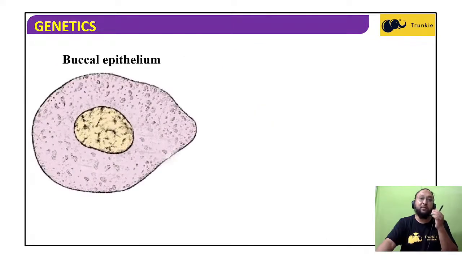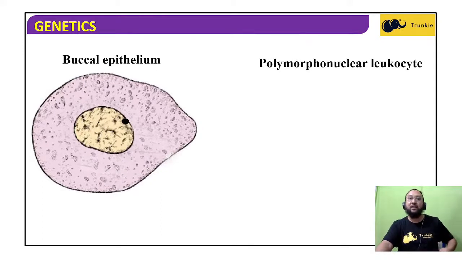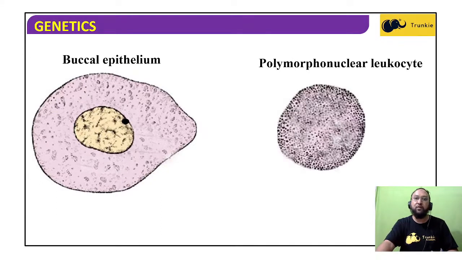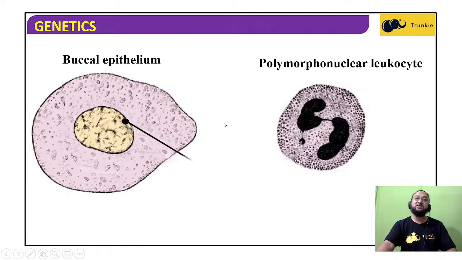Buccal epithelium means the epithelium present in our buccal cavity, the mouth, the cheek cells present on the inside of our buccal cavity. These can be easily taken out and observed under the microscope after staining with a special dye. We also see it in polymorphonuclear leukocytes, a kind of white blood cell, where we find this kind of structure very clearly.